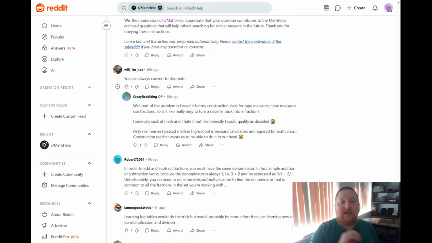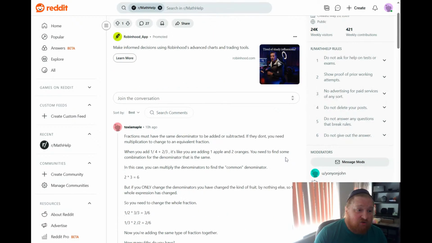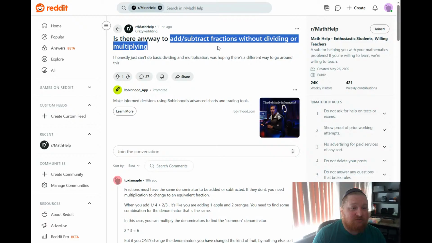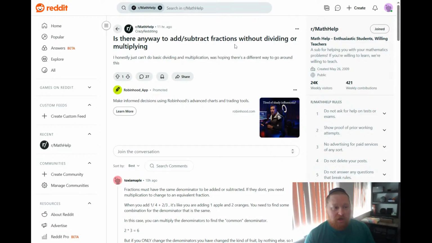But in order to do that, you have to feel confident about your ability to grapple with the math. And that's the hard thing. And that's the thing this Redditor here is telling us is their struggle here. They're acutely focused on this particular thing, adding, subtracting fractions without needing to use the skills of multiplication and division.